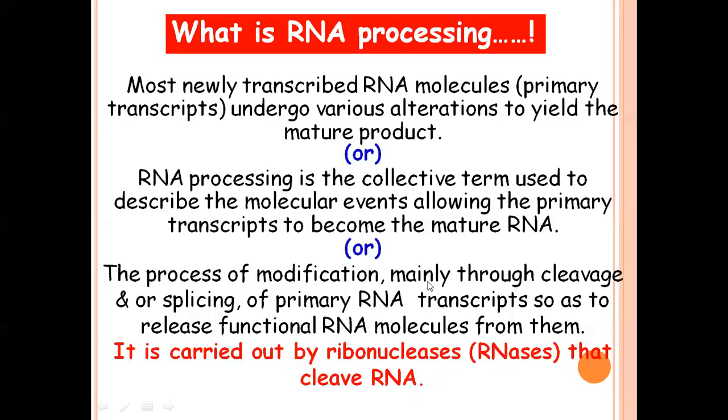So that means from DNA to RNA, during processing, there will be some non-coding portions, some introns. These are the immature RNA molecules, the primary transcript. So you need to cleave or splice out the unwanted RNA sequences from the primary transcript so as to release the functional RNA molecule from them. Okay, so it is carried out by nucleases, enzymes that cleave RNA.